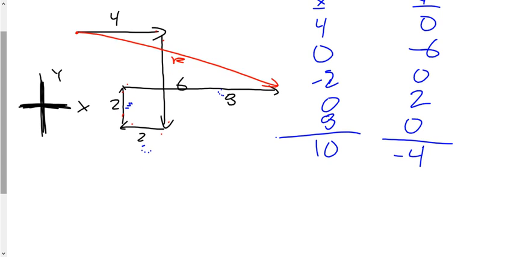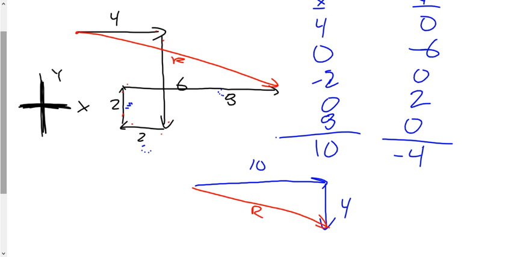Redraw it. I get 10 to the east. How did I know that was the east as opposed to west or south or north? It's positive, and it's the x component, right? So it's to the east. This is 4 to the south, and the resultant vector is right here. Isn't that the same resultant vector I drew before? It should be. If it's not, you've made a mistake somewhere.